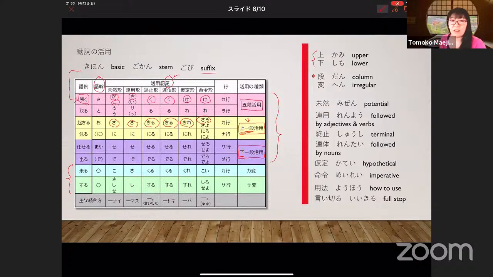Can you read it? It's shimo, chi, kan, ichidan, sorry, ichidan katsuyo. Exactly. So shimo ichidan katsuyo. Can you guess what vowel we're going to use for this shimo ichidan katsuyo? Maybe it's a. Yes, exactly.